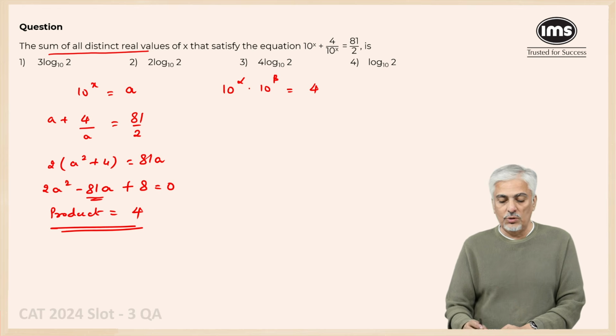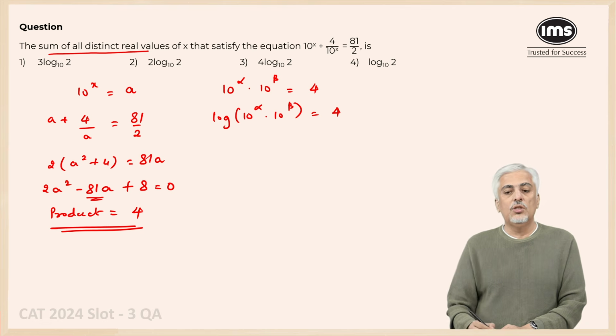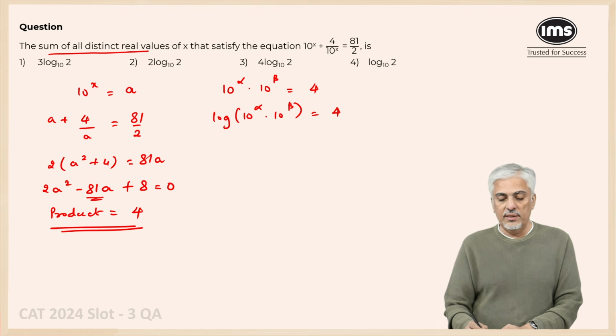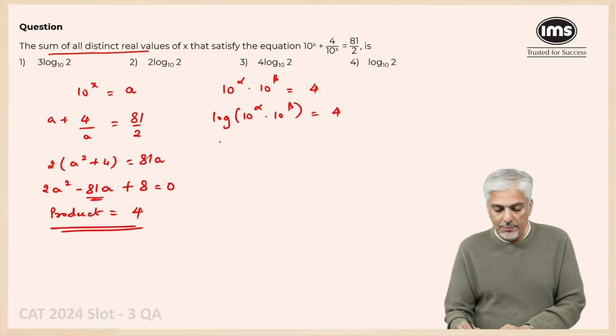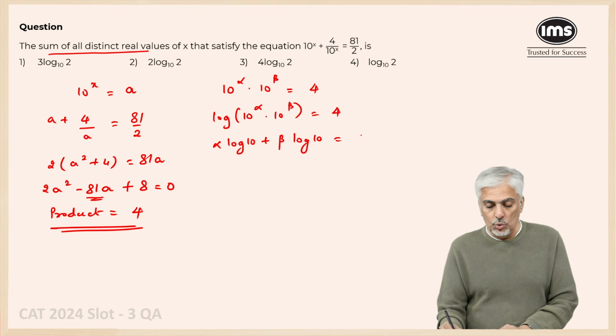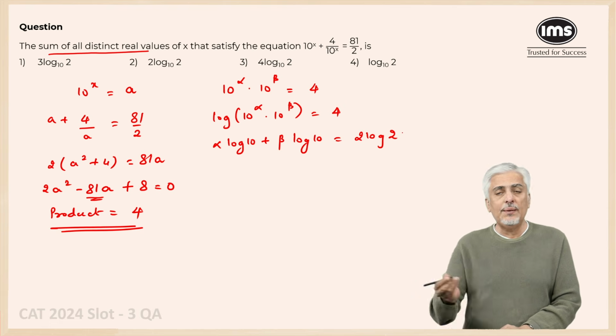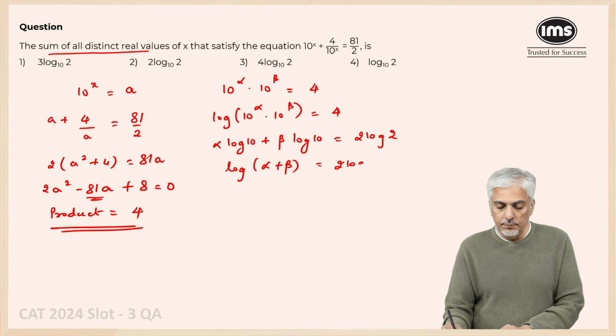Take logs on both sides, what will you get? Log of 10 raised to alpha into 10 raised to beta is log 4. So, what will you get over here now? Log AB. What is log AB? Log A plus log B, and 10 raised to alpha can be written as alpha log 10 plus beta log 10 is equal to log 4, which is log 2 square, which is 2 log 2. I've skipped a couple of steps. I think they were basic steps. Take log 10 common. Alpha plus beta is what you wanted to find, is 2 log 2.